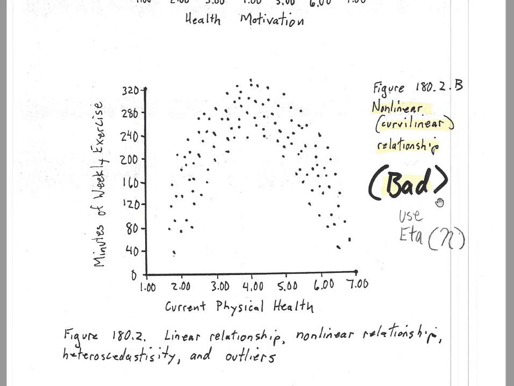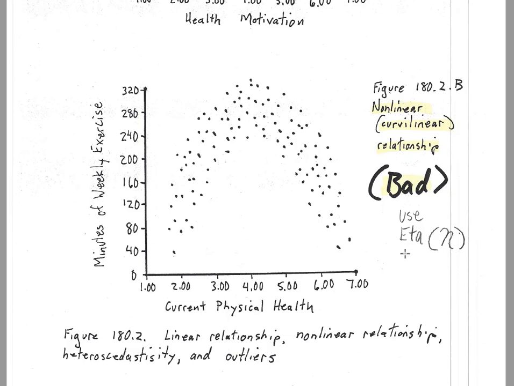I label it bad here, not because you don't want to get them, but if you've got a nonlinear relationship, you must not analyze the data using the Pearson correlation coefficient. You get very misleading results. There are other statistics you could use to investigate a nonlinear relationship. Here's an example of an appropriate correlation coefficient to use if you've got a nonlinear relationship.